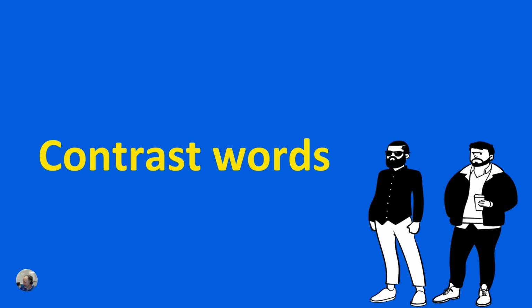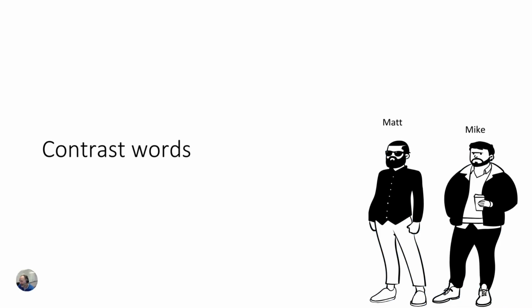Hello. Today we're going to talk about some contrast words. Contrast words are words we can use to show how two people or two things are different. We're going to talk about the two characters on the right here, Matt and Mike, and different grammatical words that we can use to show differences.